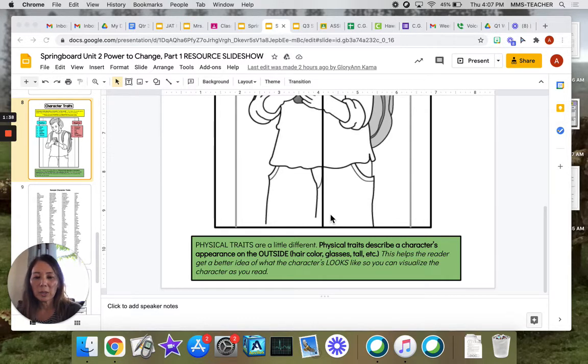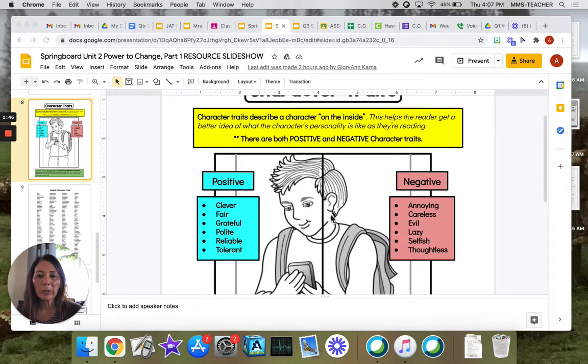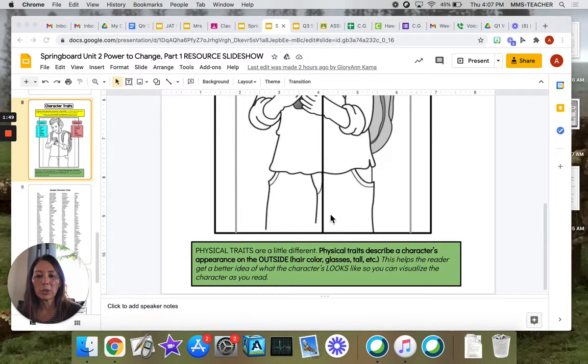Now, also take notes. Physical traits. We're not going to focus too much on physical traits in our composition book today, but I just want you to know the difference between character traits and physical traits. So please take notes on the bottom of your composition book as well. Physical traits are a little different. Physical traits describe a character's appearance on the outside. For example, hair color, glasses, tall, short, etc.